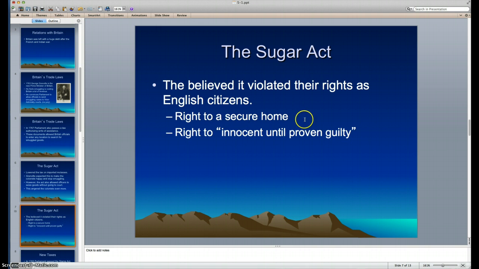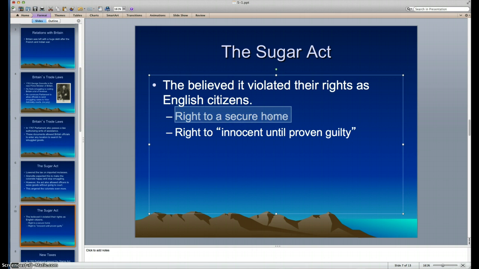They were upset for these two reasons. They believed as English citizens, because again, don't forget, they were citizens of England at this point, it violates their right to a secure home. The fact that a police officer or an official back then could just enter their home and search their goods and take their goods, they did not like that.